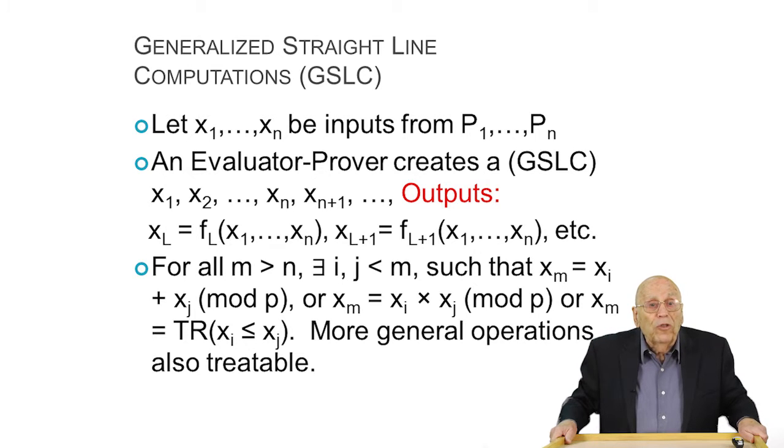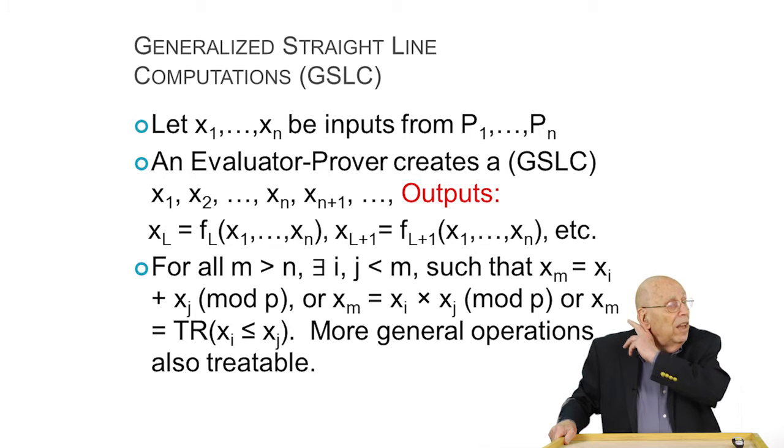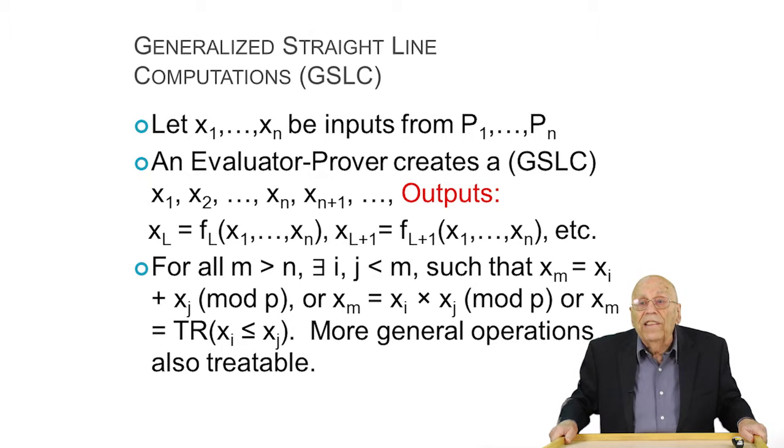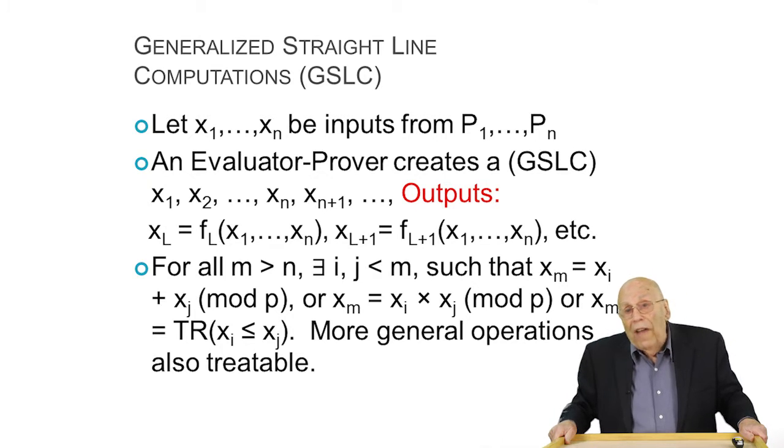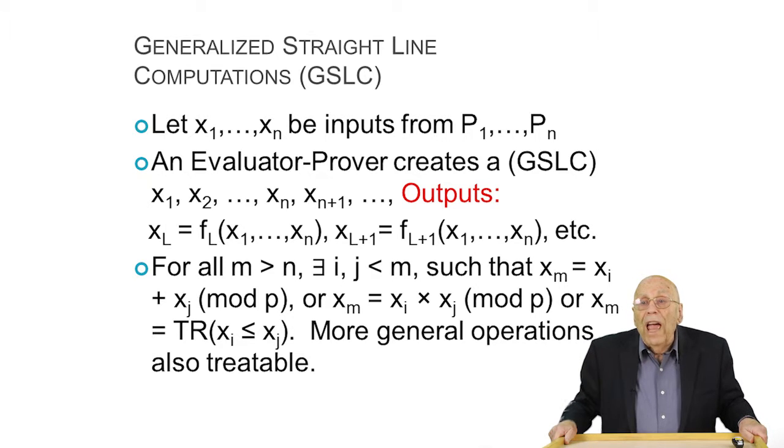For example, the outputs could be the ordering of these inputs. So he looks at the inputs and he creates the generalized straight-line computation for other problems also, so that for all m greater than n, there exist two previous indices i and j, such that xm is either the sum of xi and xj mod p, or the product of these two, or xm is the truth value of the relationship xi less or equal to xj. Other operations, more general operations, are also treatable.